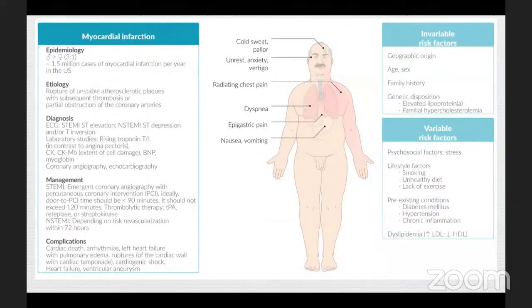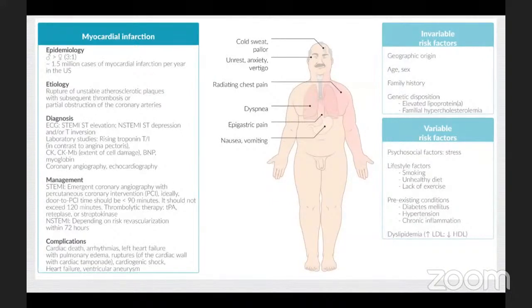Symptoms include cold sweat, pallor, unrest, anxiety, vertigo, radiating chest pain or crushing chest pain, dyspnea, epigastric pain, nausea, vomiting. The diagnosis can be made in ECG: STEMI, you can see ST elevation; then NSTEMI, ST depression and/or T wave inversion. Laboratory studies include raised troponin T and I in contrast to angina. CK-MB shows the extent of cell damage, BNP, myoglobin, coronary angiography or echo.